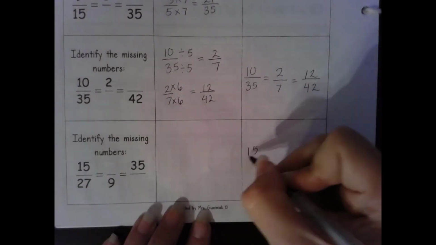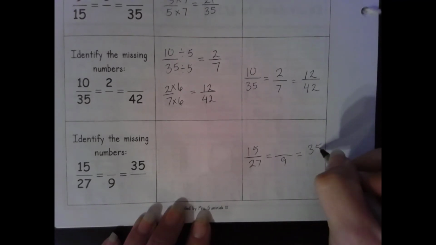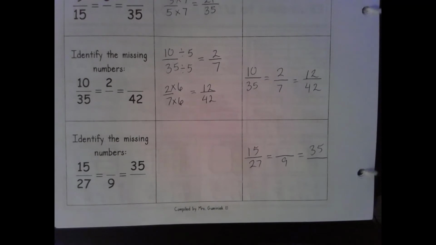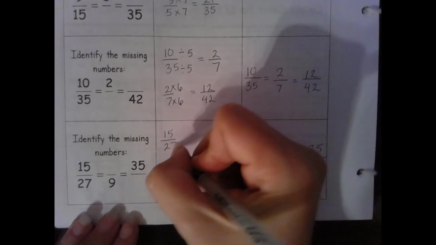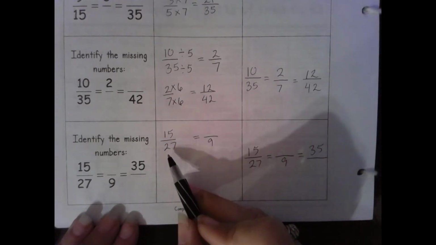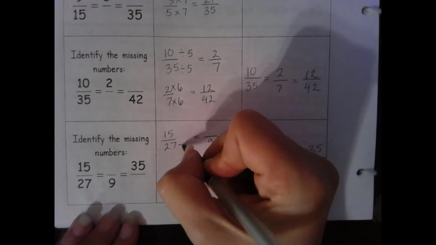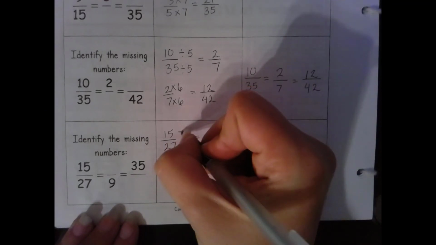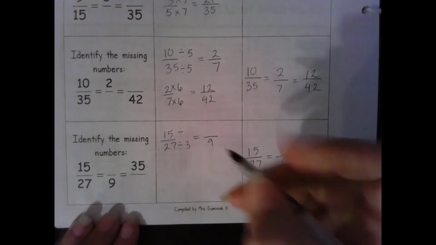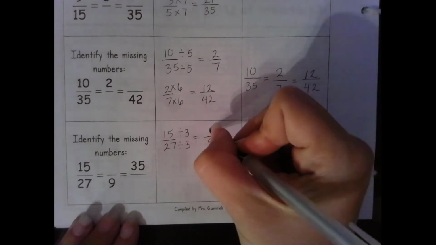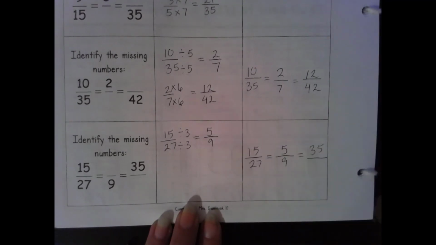Okay, last one. We need to find our missing numerator on this one, and the missing denominator here, to find those equivalent fractions. First, 27 becoming 9, that's making groups because I have fewer of them. I'm going to group them together. So I'm going to divide. 27 divided by 3 gives me 9. So I need to divide 15 by 3. 15 divided by 3 is 5. So our missing numerator is 5.